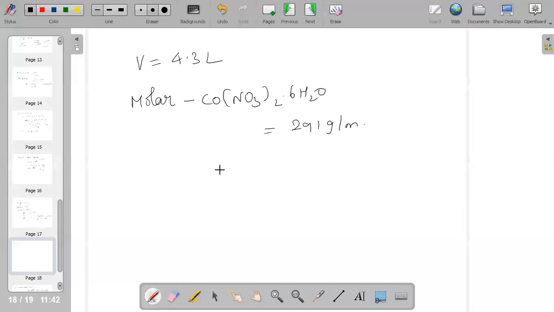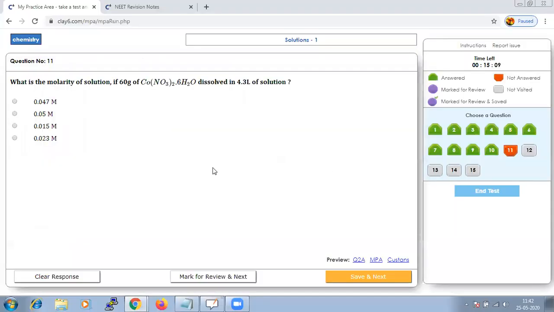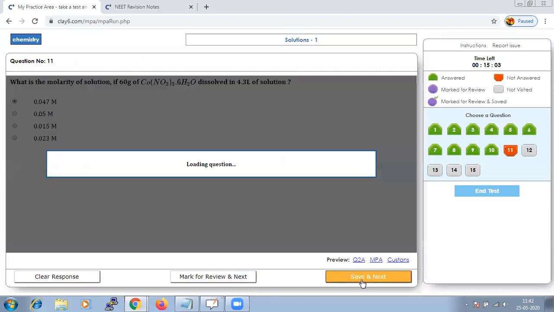Hence, the number of moles of the solute is 60 divided by 291, which is 0.206 moles. Thus your molarity is 0.206 divided by the volume, 4.3, which gives 0.047 molarity. The answer should be 0.047, that is our A. Let us save that and go to next.